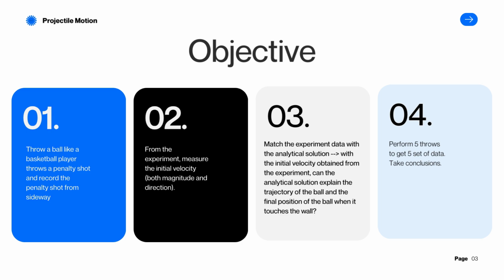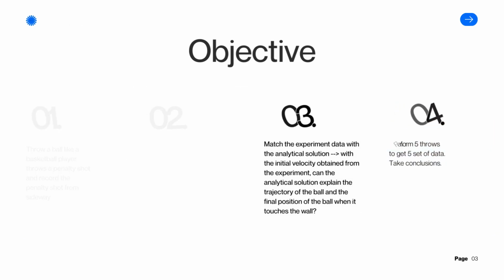Then from the experiment, we measure the initial velocity, both the magnitude and the direction. Then we match the experiment data with the analytical solution. With the initial velocity obtained from the experiment, we aim to answer: can the analytical solution explain the trajectory of the ball and the final position of the ball when it touches the wall? And finally, we perform 5 throws to get 5 sets of data, and we draw conclusions.